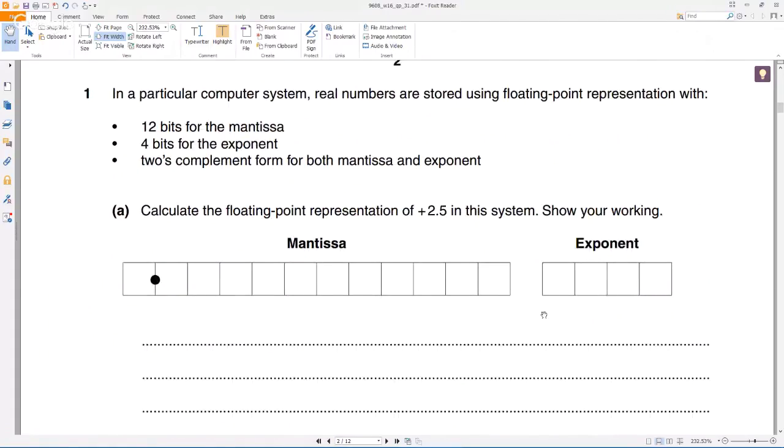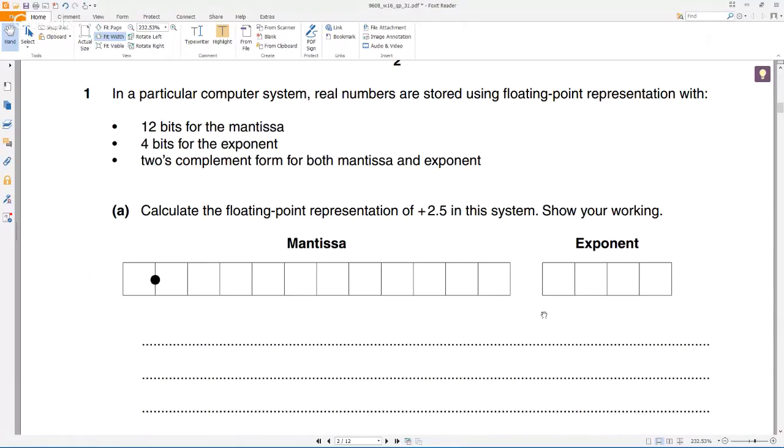Okay, so we have a bunch of questions about real numbers and how they are stored. The first question is: represent the number 2.5 using the mantissa and exponent. We use 12 bits for the mantissa and 4 bits for the exponent.